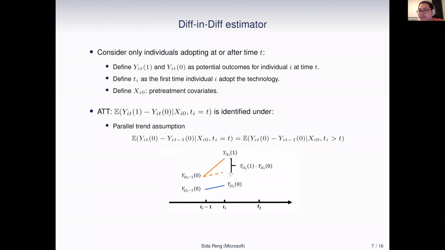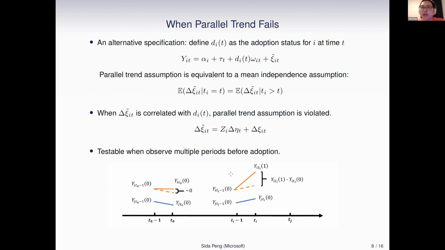So the question is: when will this parallel trend assumption fail? Here I'm taking an alternative specification for the outcome. Let's say we can write the outcome as alpha_i plus tau_t plus psi_it tilde, more like an ANOVA decomposition. No assumption is being made on alpha_i, tau_t and this psi_it. We also write down D_it, which represents the adoption status of i at time t, multiplied by omega_it.